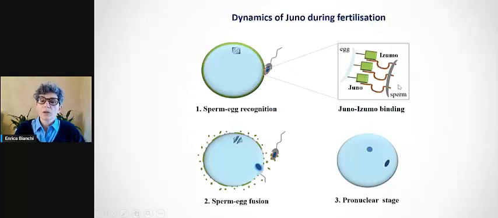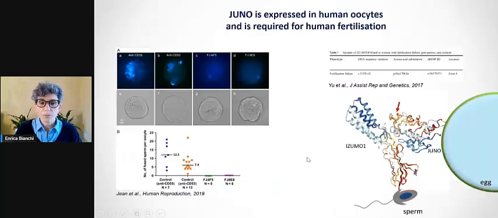So the model that we propose is that the binding of Juno and Izumo is essential for fertilization, and after fusion, the shedding of Juno from the egg membrane not only reduces the ability of sperm to bind to the oocyte, but probably the presence of this vesicle in the perivitelline space also actively blocks incoming sperm by acting as decoy eggs. So suggesting that really Juno is involved in the establishment of the polyspermy block.